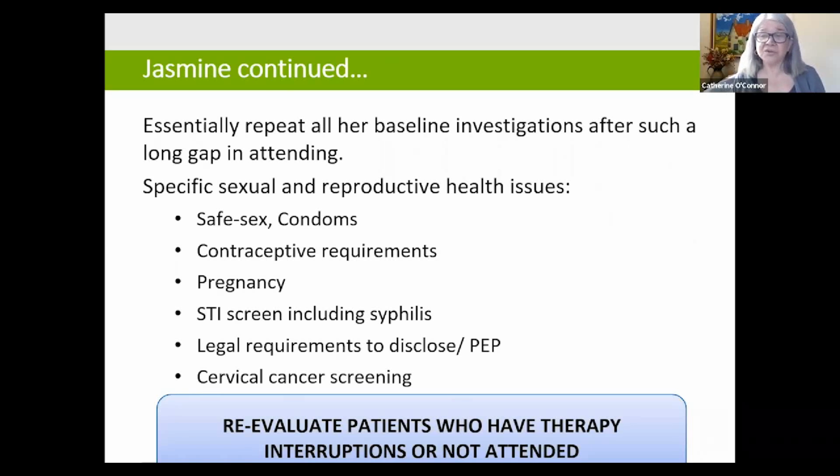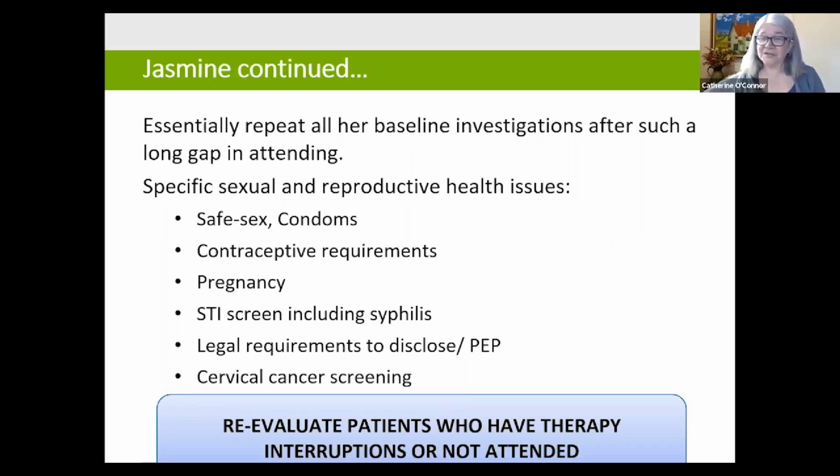We want to talk to Jasmine about the legal requirements to disclose. She needs to be using condoms with her partner, and she needs to disclose to that partner that she has HIV, and that the person needs to have PEP available. The partner needs to have PEP available if he's had sex with Jasmine in the last 72 hours.